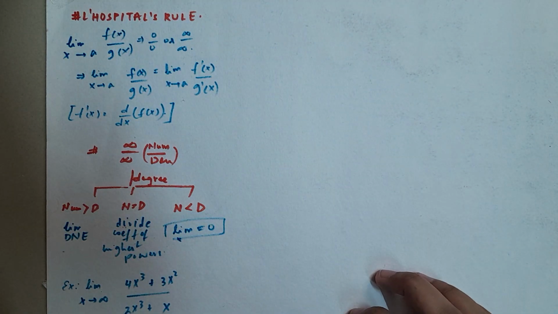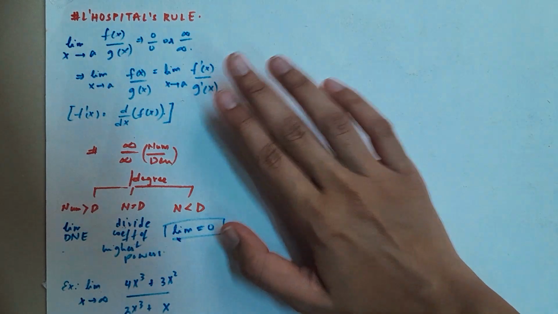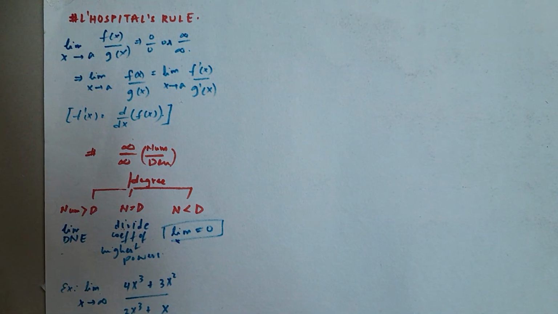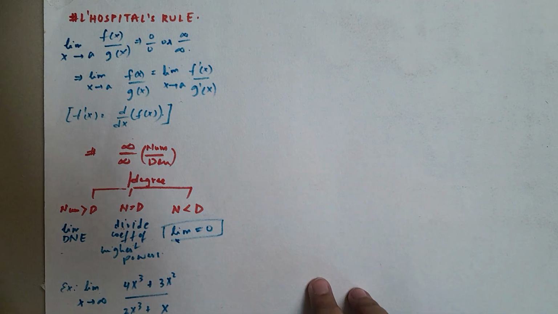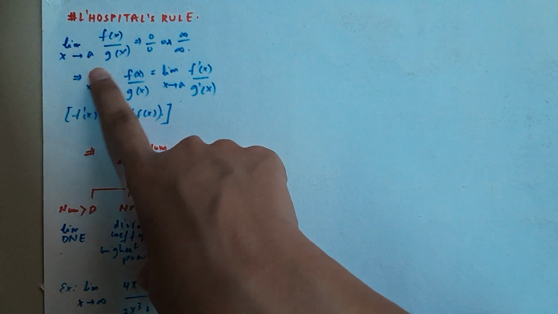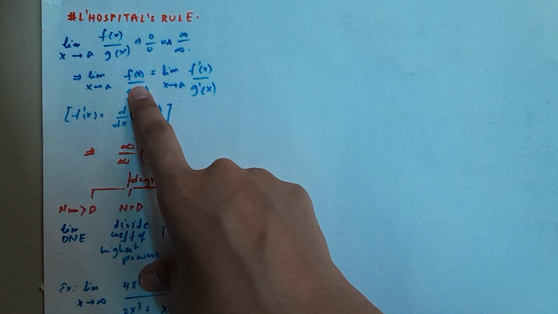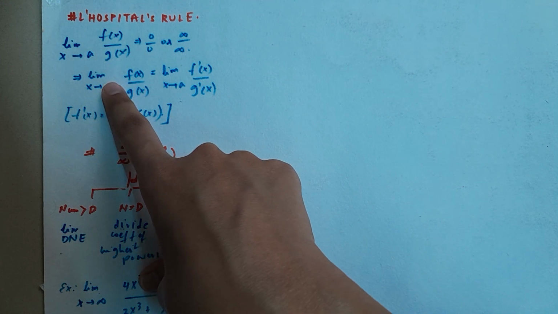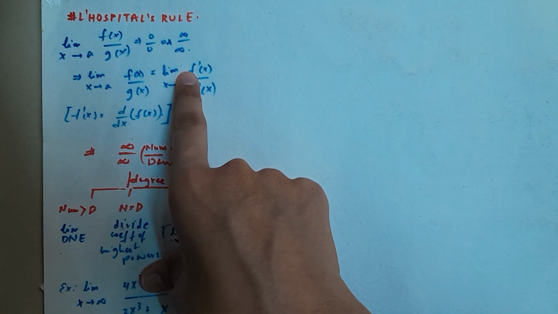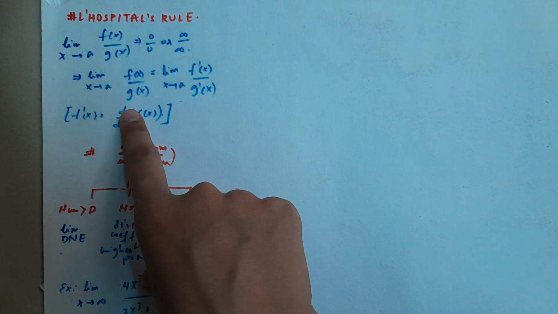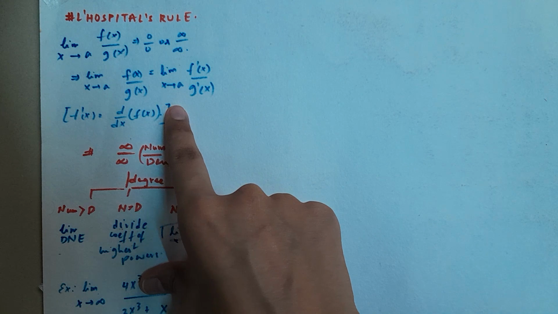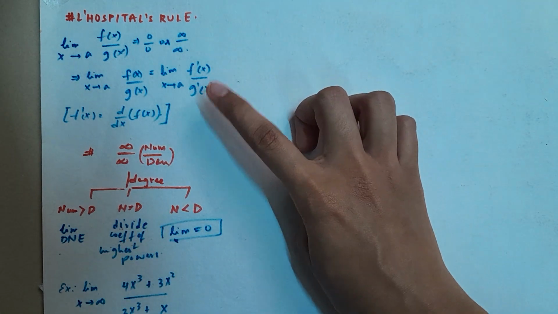So next is L'Hopital's rule, and this will come very rarely. You can use it in many questions. So basically it says that the limit as x approaches a of f of x by g of x, if its indeterminate form is 0 by 0 or infinity by infinity, then the limit can be written as the limit as x approaches a of f dash of x by g dash of x.